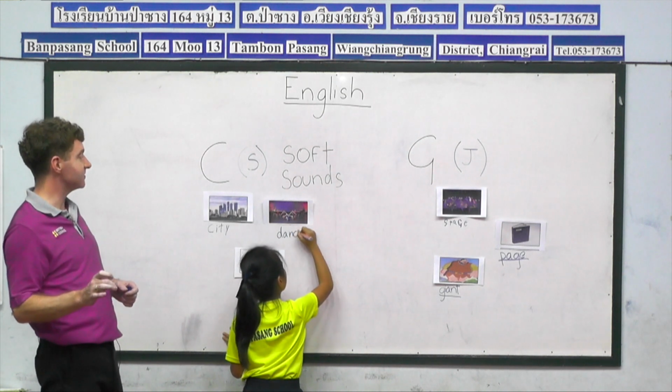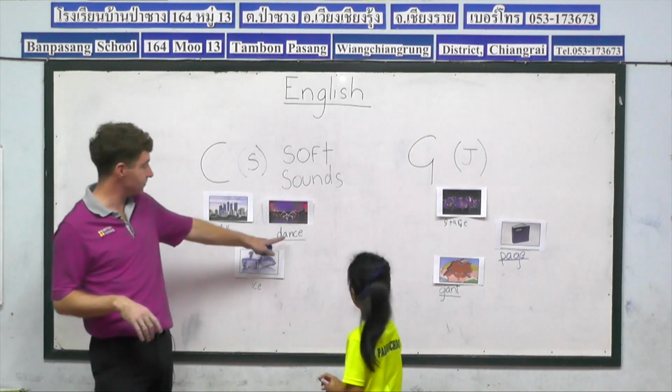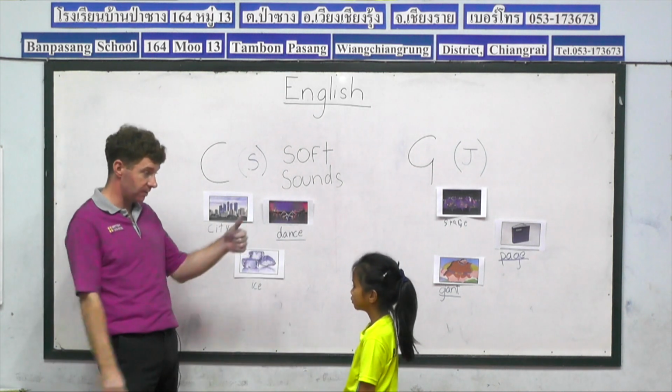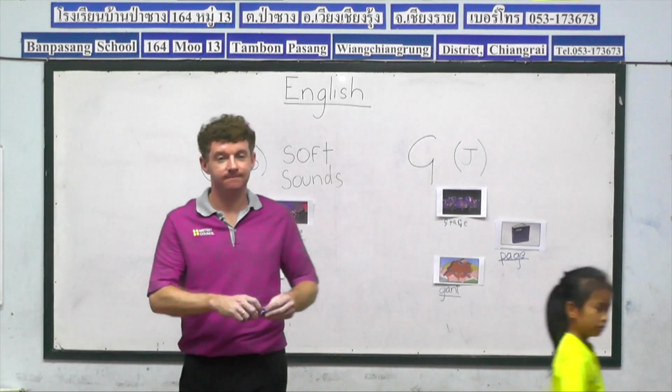Okay, so now, guys, let's help Prel to spell dance. D-A-N-C-E. Dance. You see, once again, the soft C sound sounds like S. Prel, that was brilliant. High five. Big round of applause for Prel, please, guys.